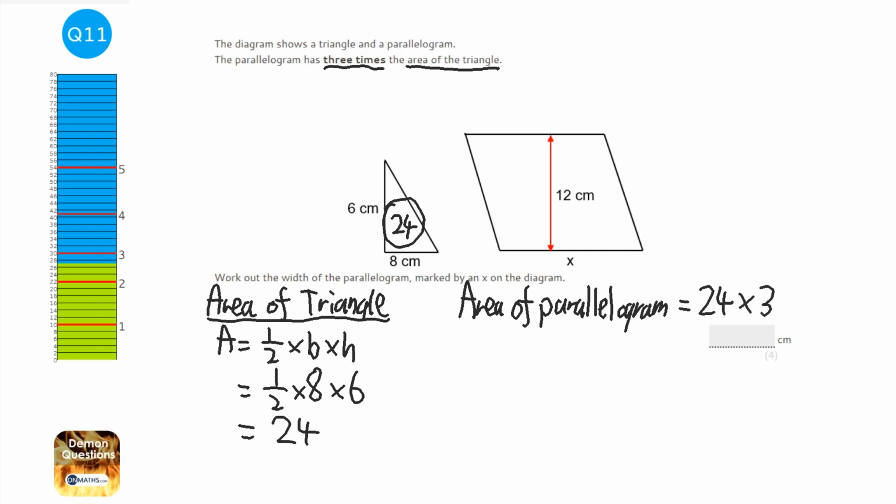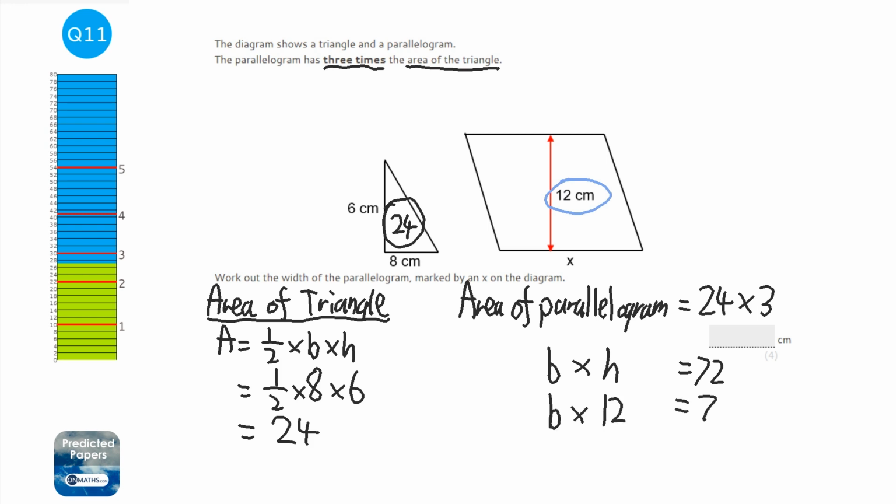Now I know 25 times 3 is 75, so I'll take away 3 from that, it's 72. So equals 72 centimeters squared. Now, I know that the height of it is 12, and I know to work out the area of a parallelogram, it is just base times height. And I know that the height is 12, and I know the area of it is 72. So I just need to solve this. Quite an easy one to solve, because I'm just going to divide by 12.